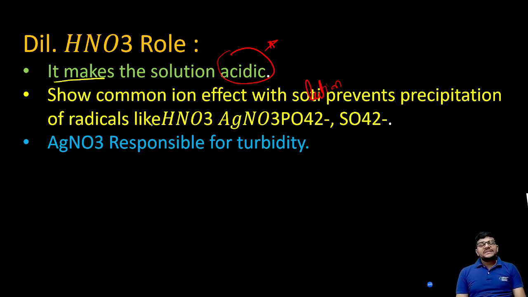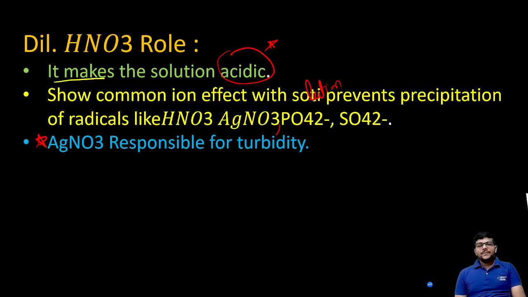So dilute HNO3 prevents the precipitation of radicals like phosphate and sulphate, so there is a prevention of the formation of this type of radicals. And AgNO3 has one more interesting function: AgNO3, not HNO3, is responsible for the turbidity, as the chloride ion reacts with the AgNO3 to form AgCl, which is the precipitate formed in the reaction.